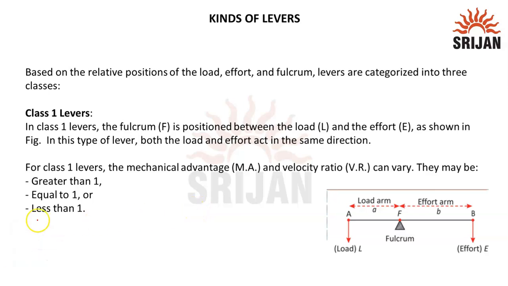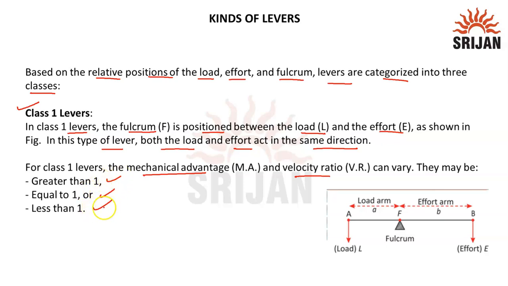Next is the kinds of levers. So based on the relative position of the load, effort and fulcrum, levers are categorized into three classes. Class 1 levers. In class 1 levers, the fulcrum is positioned between the load and the effort as shown in the figure. In this type of lever, both the load and the effort act in the same direction, in downward direction in this picture. For class 1 levers, the mechanical advantage and velocity ratio can vary. They may be greater than 1, equal to 1 or less than 1.